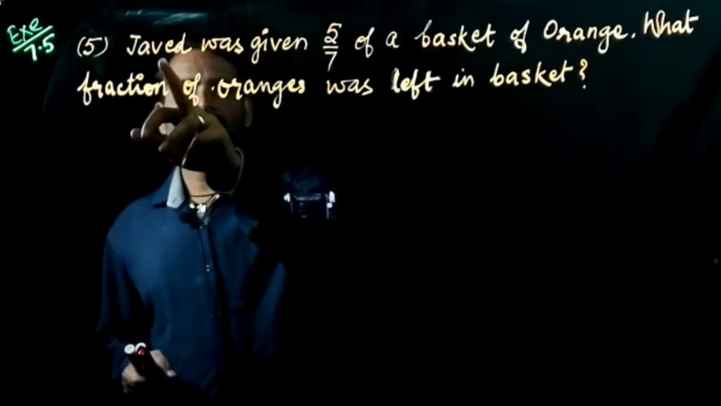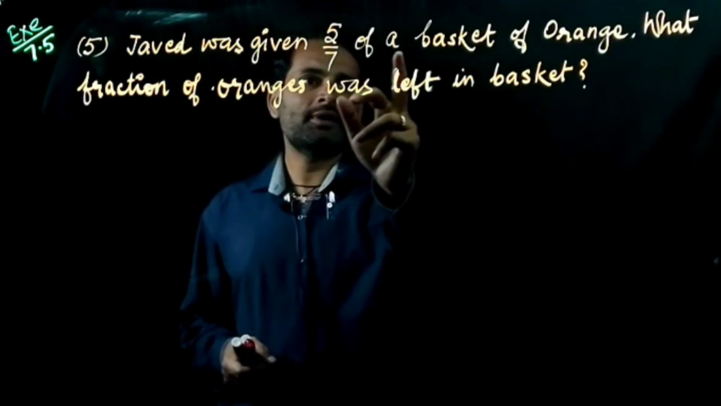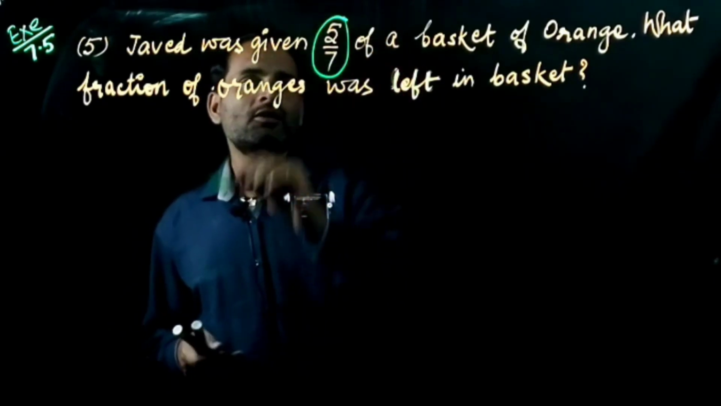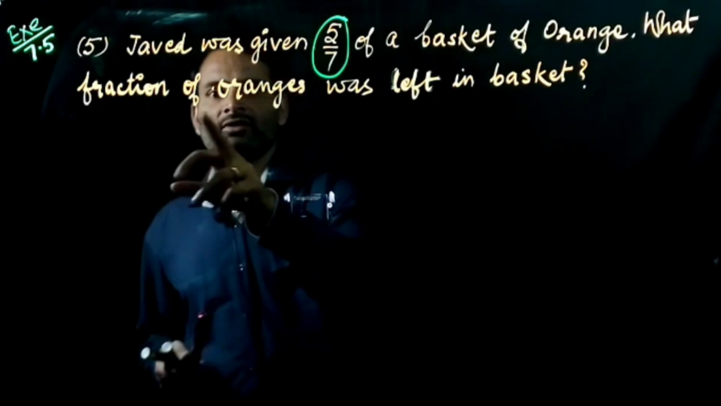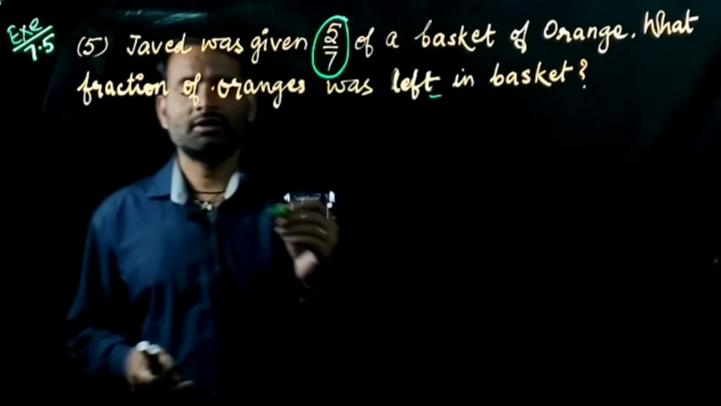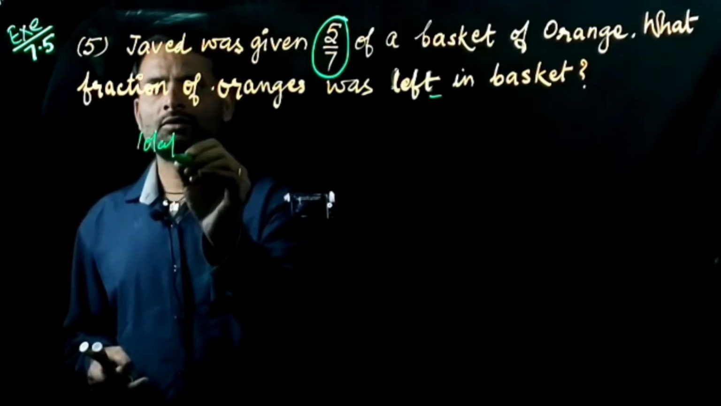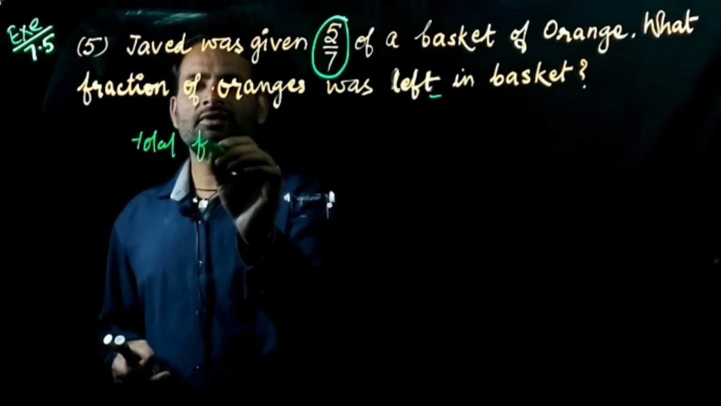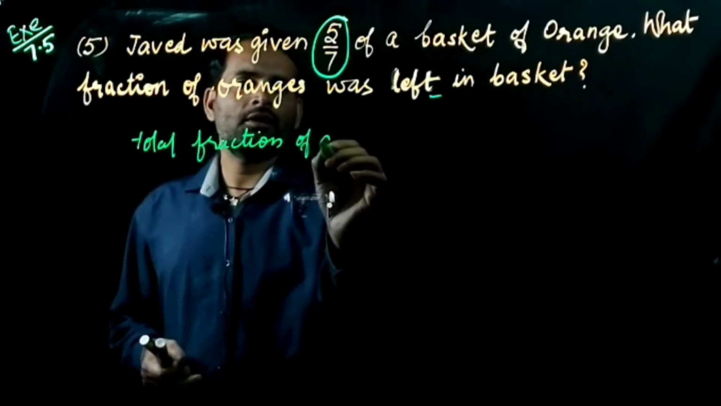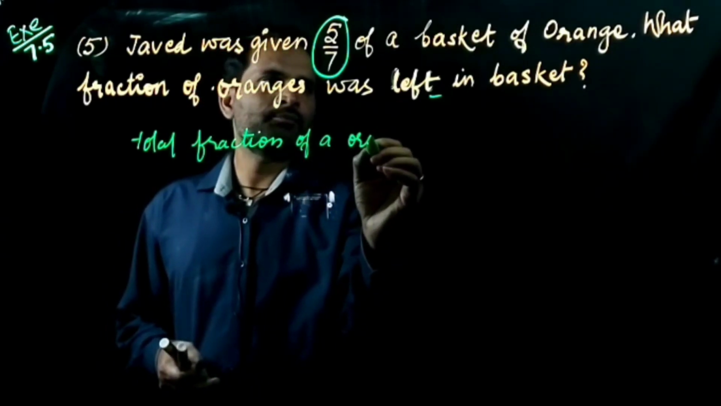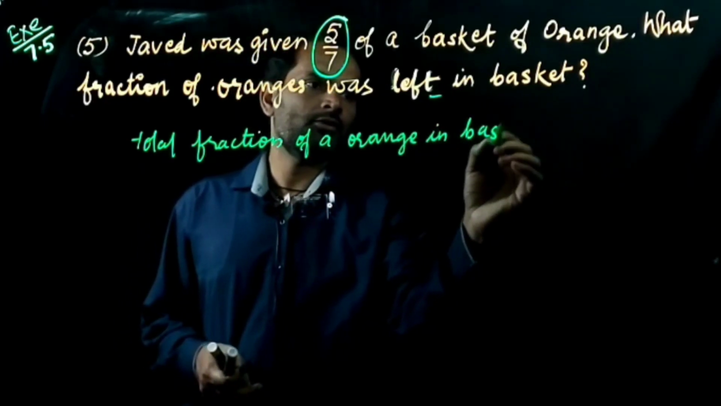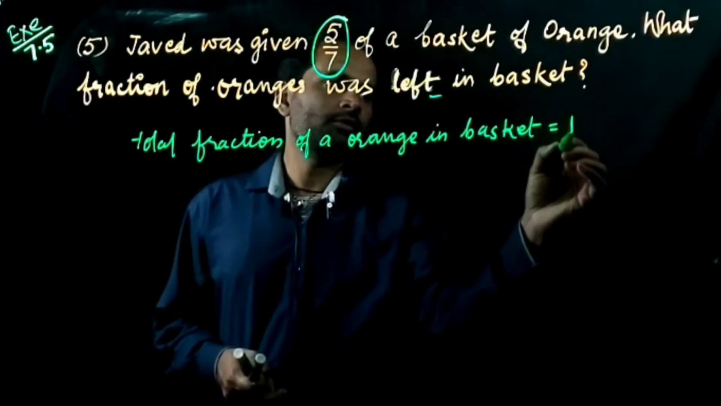Question number 5: Javed was given 5 upon 7 of the bucket of oranges. The 5 upon 7 is the part of the oranges in one bucket, and what fraction of the oranges was left in the bucket? In this type of question, the total fraction of oranges in the bucket is equal to 1.